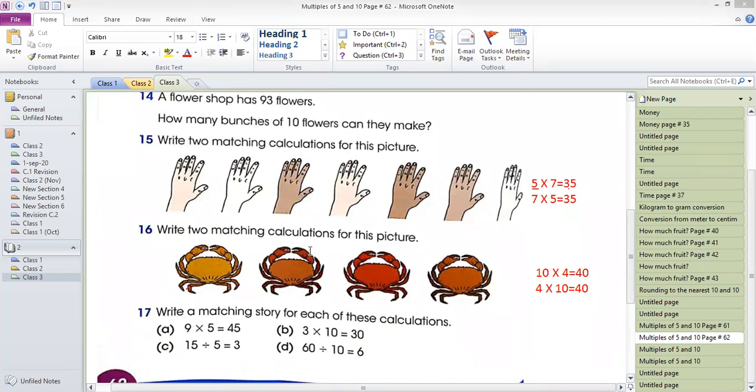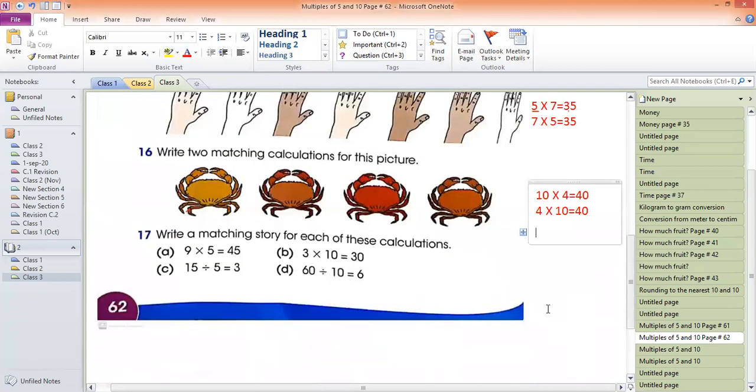Right? That's very good. Why 10? Because there are 10 hands and legs, and there are a total of 4 crabs, 1, 2, 3, and 4. 10 by 4 and 4 by 10 equals 40.